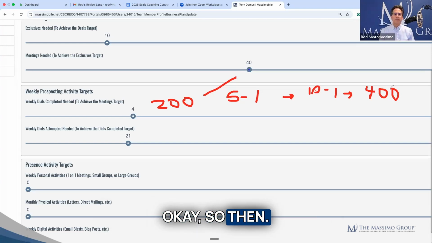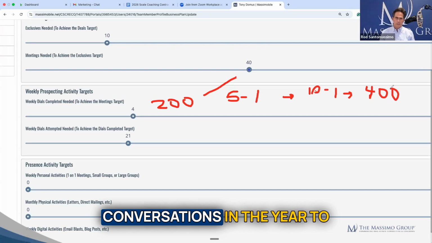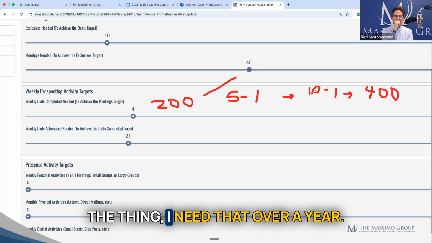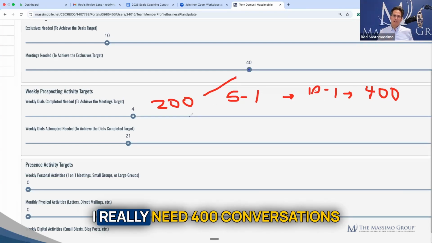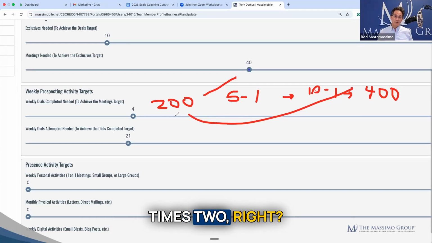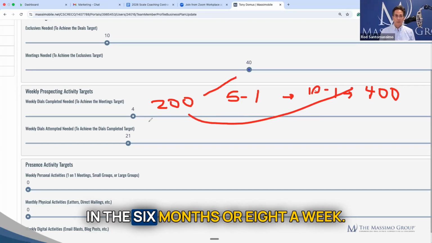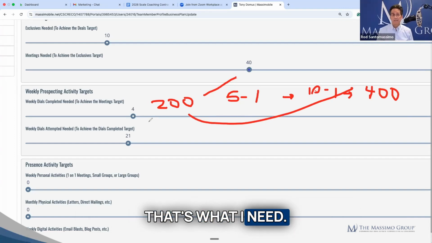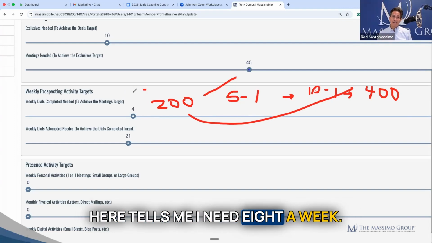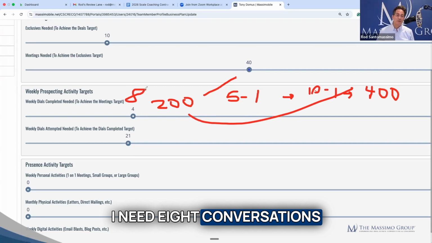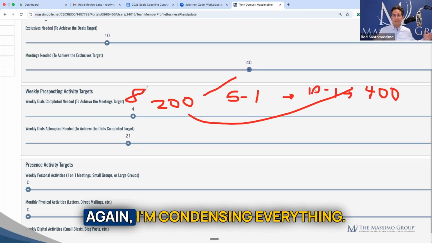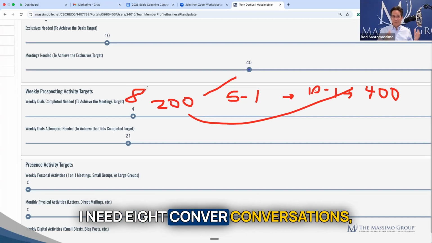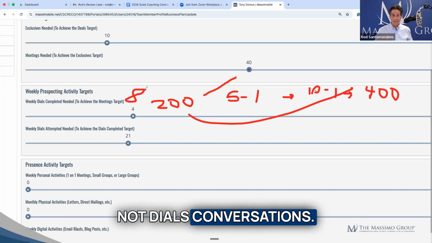Now I know I need 200 conversations in the year to make the 40 meetings. But here's the thing, I need that over a year. If I condense it to 6 months, I really need 400 conversations, so times 2, in the 6 months, or 8 a week. This number really tells me I need 8 conversations a week because I want to get this all done by June 30th. Again, I'm condensing everything. I need 8 conversations, not dials, conversations.